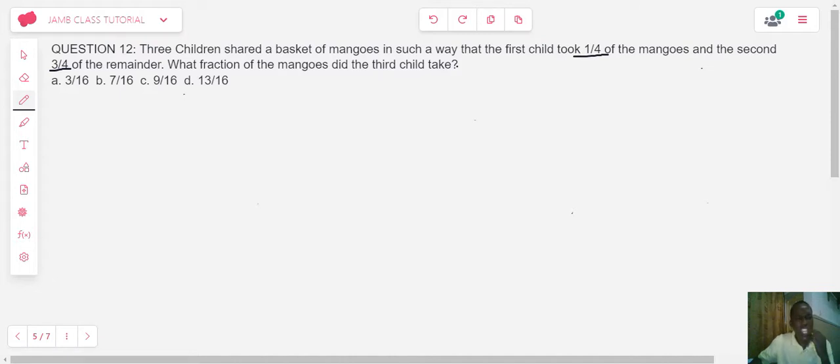Today we'll be looking at the revision of question 12 of the 2021 Jamb past question.